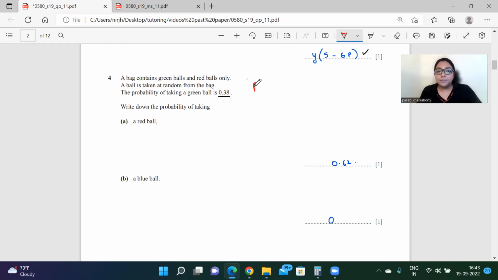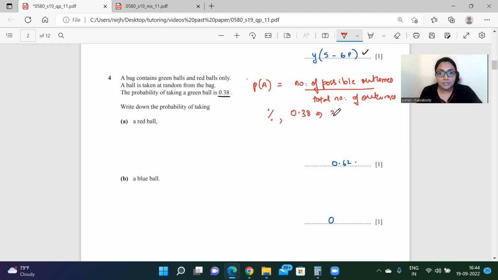So what do we mean by probability? See, probability of any event A happening means the number of possible outcomes of this event to happen divided by the total number of outcomes. Right, this is what it means. Now, keeping that in mind, the probability can also be expressed as a percentage, as a decimal. In this case, it has been expressed as a decimal. So it is 0.38. It can also be converted into a percentage. So if this has to be converted into percentage, it will be 38%. It can also be expressed as a fraction. So if it has to be expressed as a fraction, it can be 38 by 100. You can solve it further as well, right?